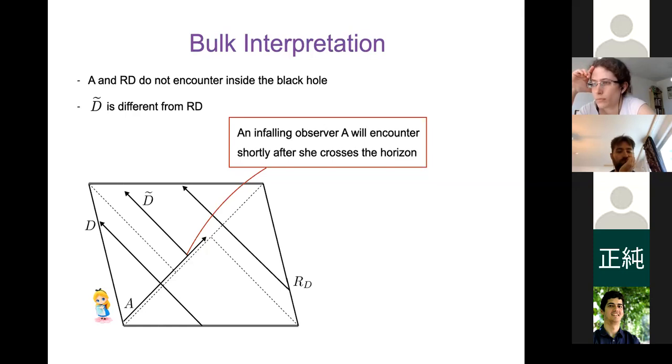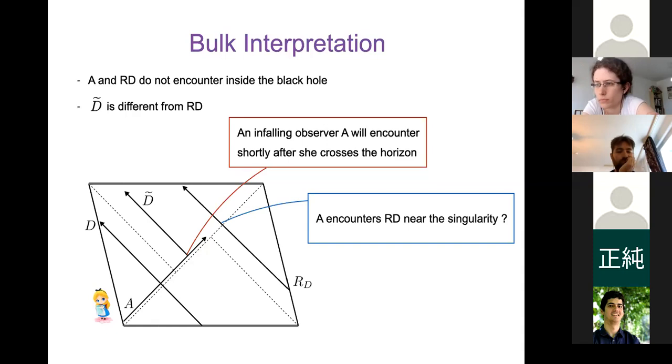The point is what she will see is not RD, but a new mode. So that means Alice will not see RD at all. However, some audience may think that Alice will eventually encounter RD according to this diagram. But this is actually due to the misleading nature of the Penrose diagram. In fact, this encounter between A and RD happens very, very close to the singularity.